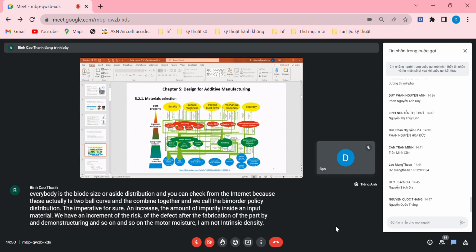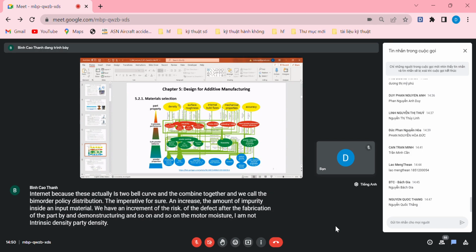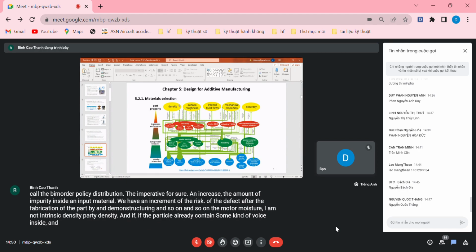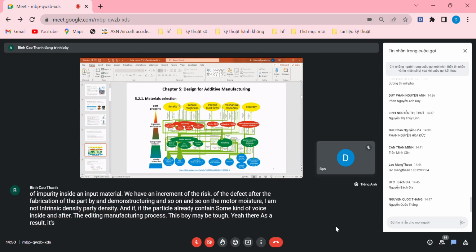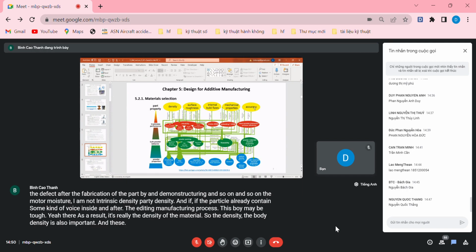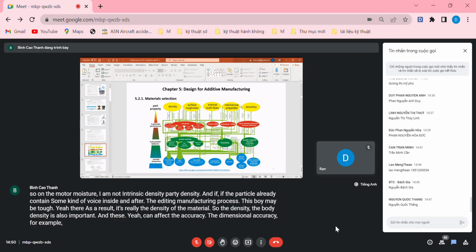Intrinsic density, particle density: if the particle already contains some kind of voids inside, after the additive manufacturing process, these voids may be kept there, and as a result, it will reduce the density of the material. So the particle density is also important, and this can affect the accuracy, the dimensional accuracy, for example, of the part.